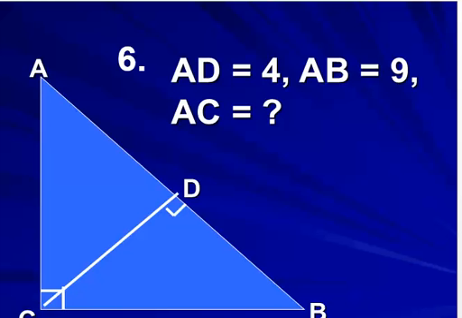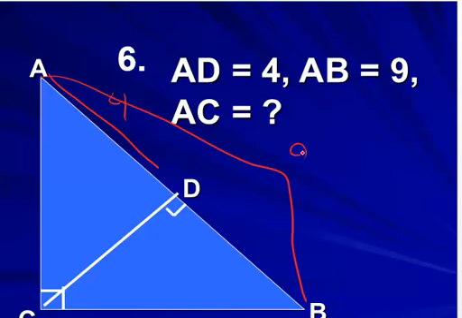So let's set this up in example 6 again. First thing I'm going to do is label a triangle so I can visually see what's happening. Make sure I have the parts I need. AD is 4. AB, whole hypotenuse, is 9. And AC is what I'm looking for.